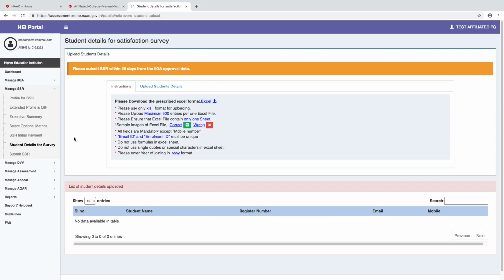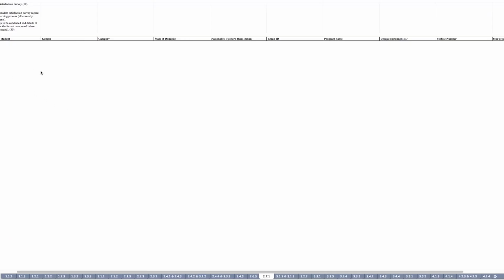A separate section has been created here in the portal for this, which is the student details for survey. Here we require that the student details be provided in the prescribed format that has been specified by NAAC in the data template 2.7.1. As we have told in our extended profile that we have 215 students currently enrolled for the year 17-18, we require the 215 students' details here in this section in the format provided by NAAC.